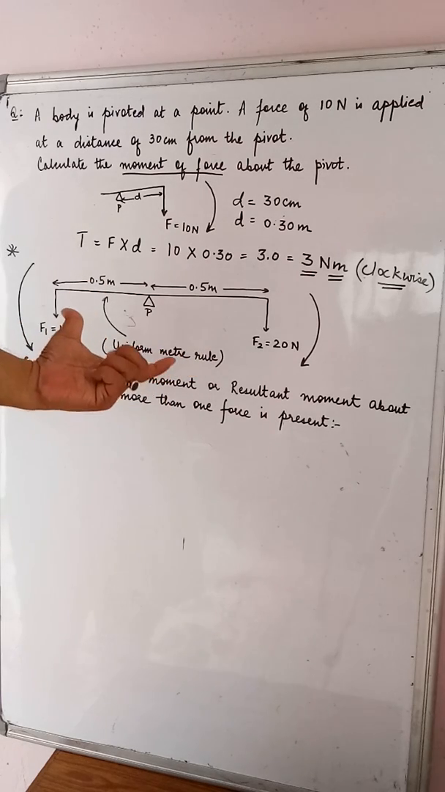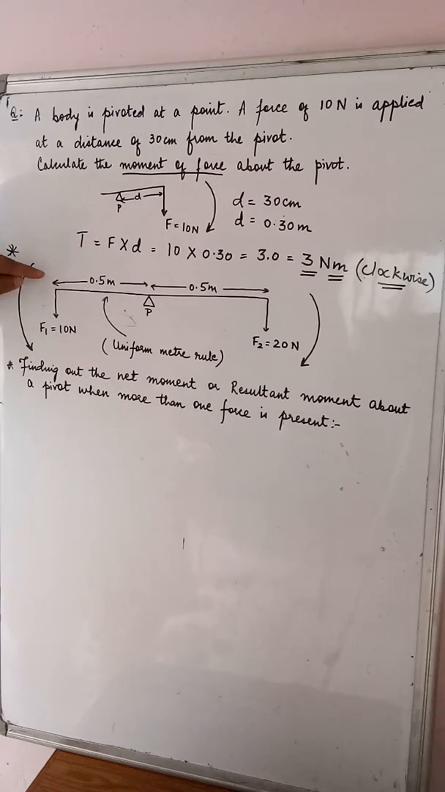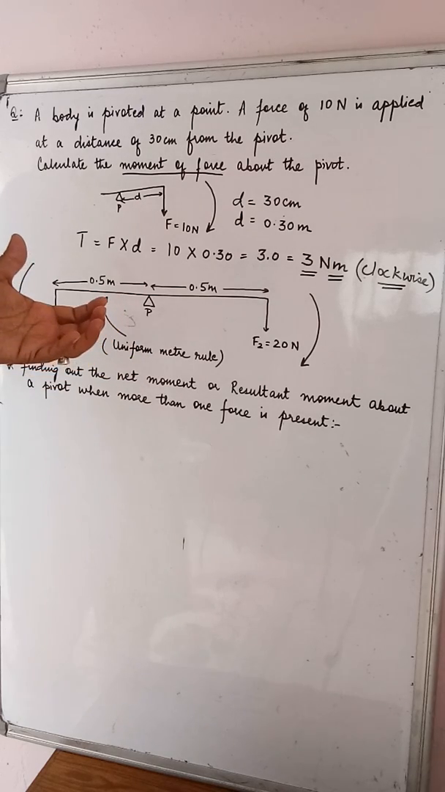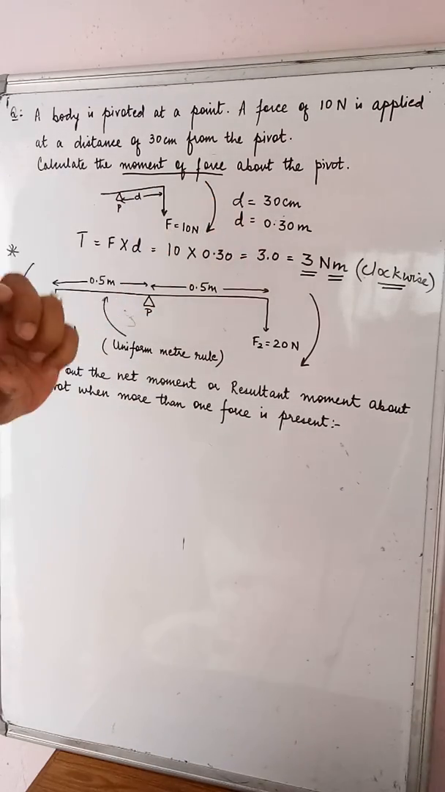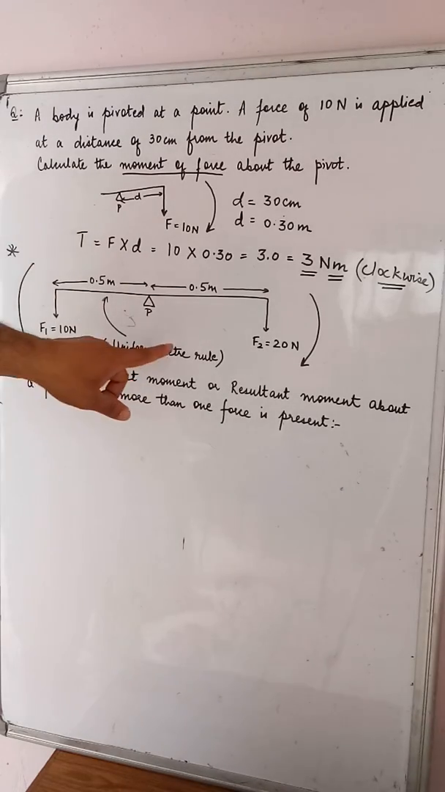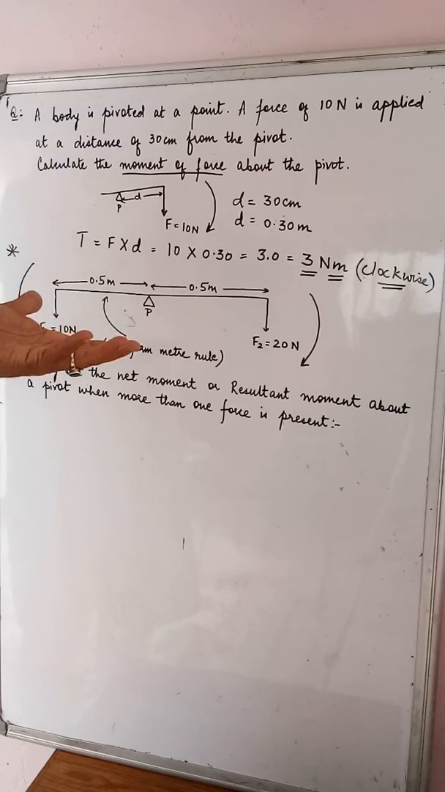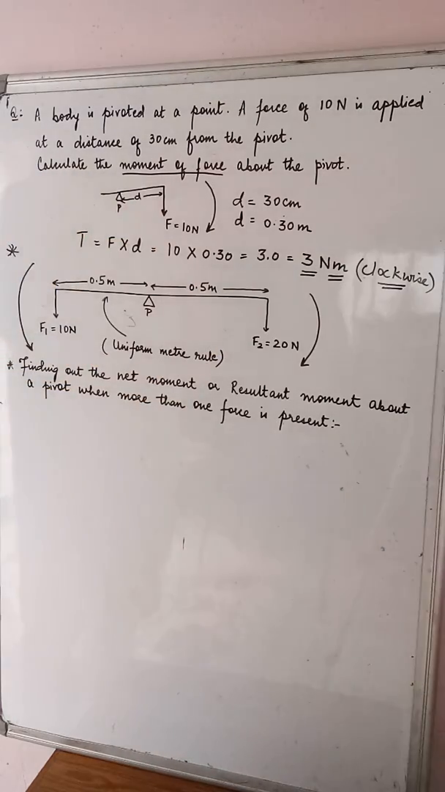This is a uniform meter rule. Now there is a meaning attached to each and every word over here. Uniform means that the rule that extends from here to here has uniform mass. So it is equally thick throughout. The concentration of the mass present throughout this ruler is uniform. And obviously meter means it's a 1 meter rule or a 100 centimeter rule. So that makes it a uniform meter rule.